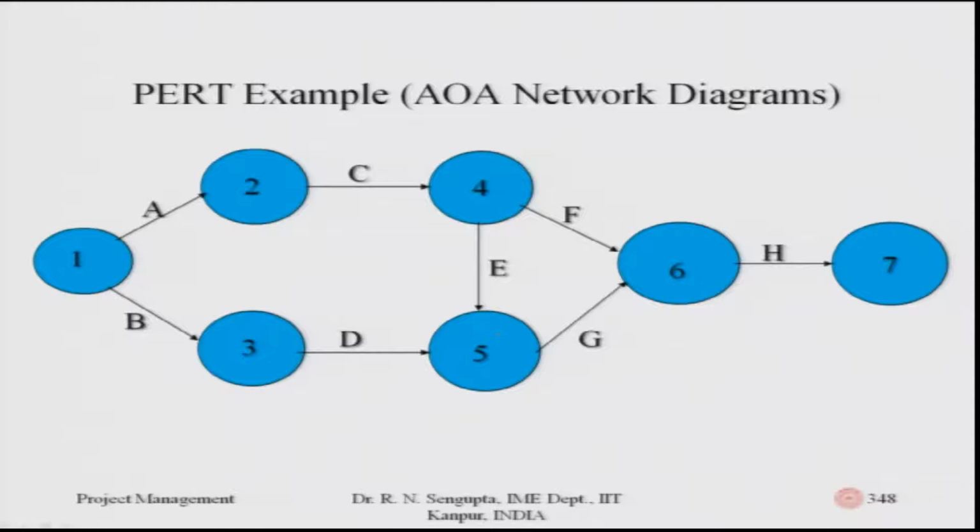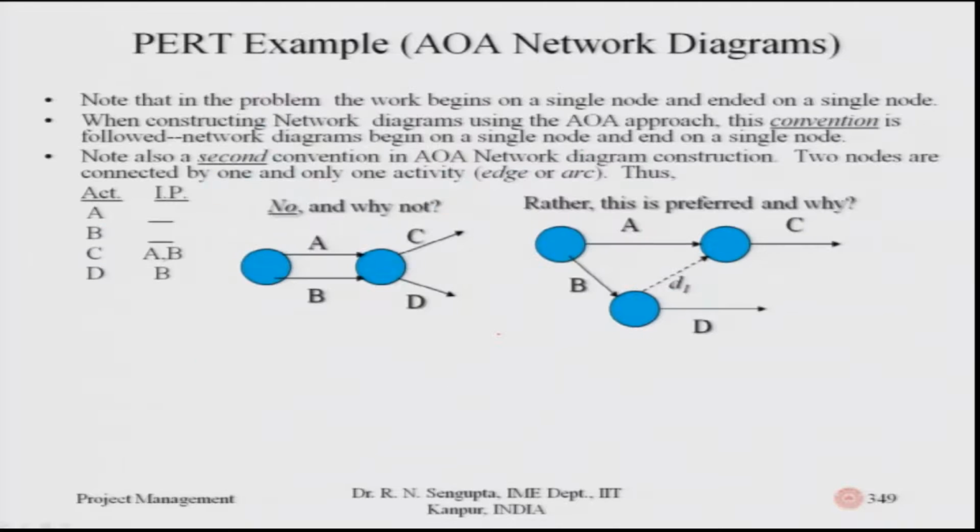So, this is another way of trying to show the diagram. So, you have basically only one source and one sink. So, now you are able to implement that accordingly. So, this is activity on arc. So, the activities are subsumed and shown in the arcs, not under the nodes. So, note that in the problem the work begins on a single node and ends in a single node.